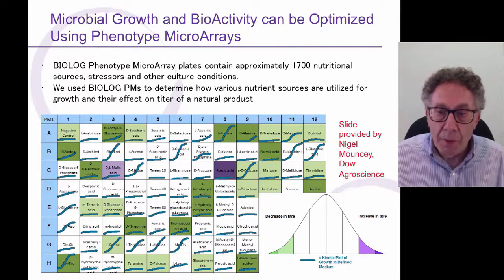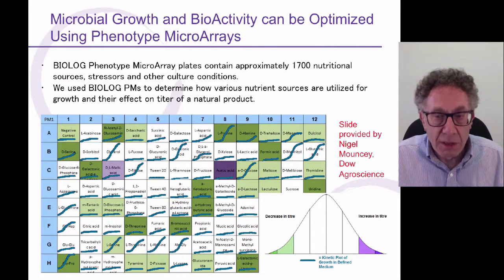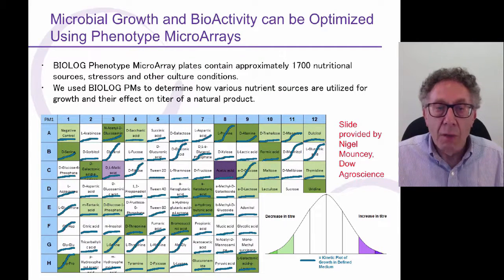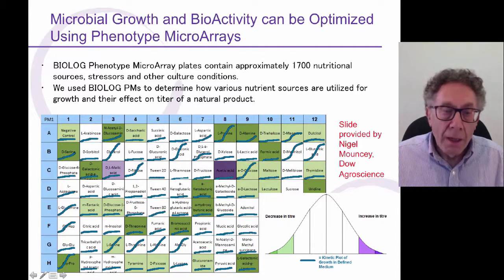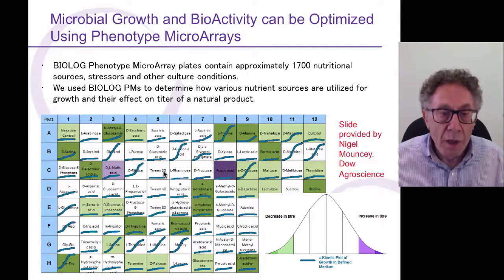One industrial example provided generously by Nigel Mounsey at Dow AgroScience. He was on a project where they were trying to optimize the titer of a natural product that was produced by some microorganism they were working on. And this shows little growth curves superimposed with the 96 carbon sources of the Biolog Phenotype microarray plate number 1. And you can see some of these carbon sources are used for growth and some are not.